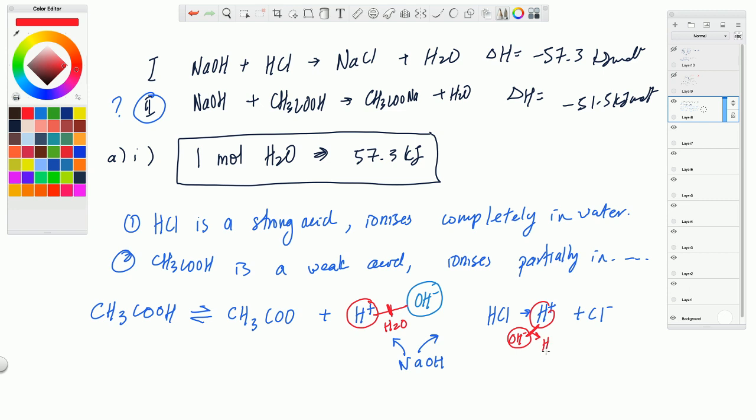When 1 mole of water is released, how much energy is released? 1 mole of water is always 57.3 kilojoules. Over here for weak acid, is it also water? Yes, it's also water. Do you also get 57.3 kilojoules? Yes, you also get 57.3 kilojoules. But then, how come it's only 51.1? What happened to the remaining 6 kilojoules? Where did it go? Okay, so we think about it this way.